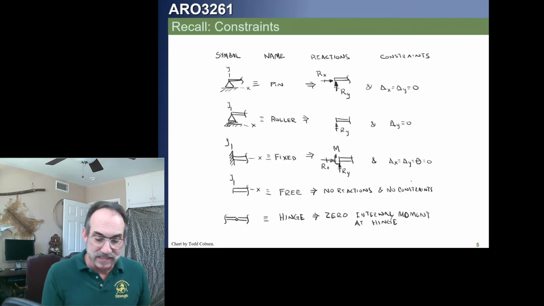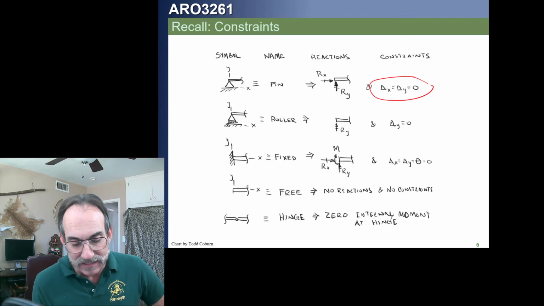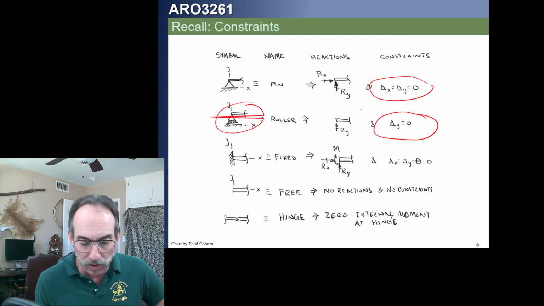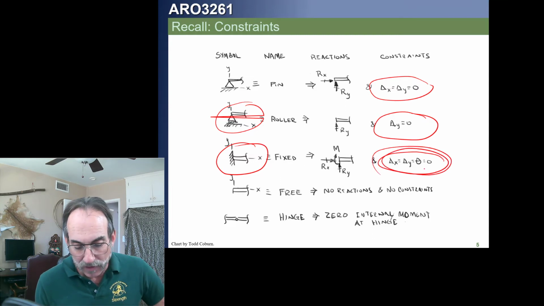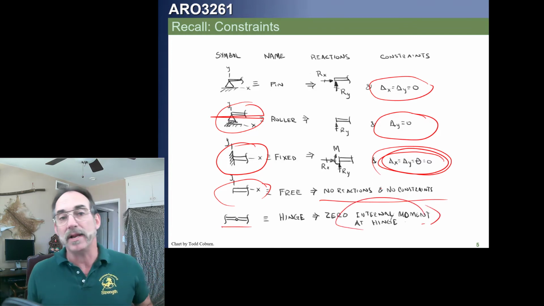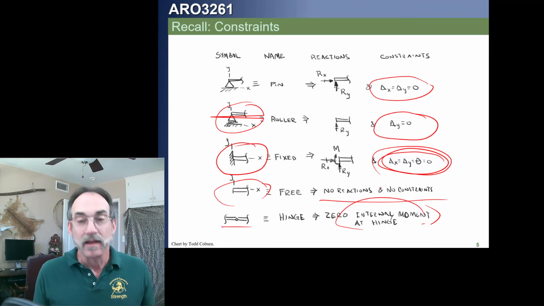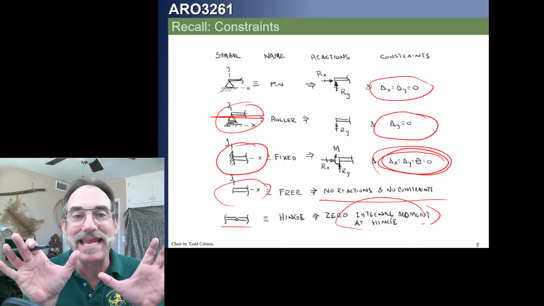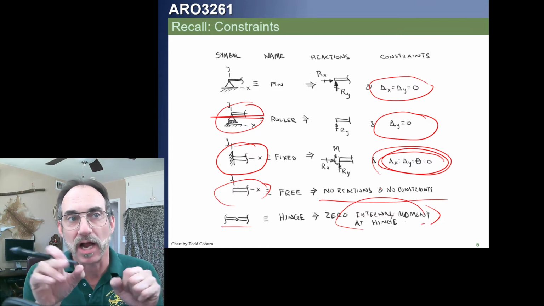With that said, we can recall also our constraints. If we see a pin, that's going to enforce zero displacement. If we see a roller, that's also going to enforce zero displacement. If we have a fixity, that's going to give us both deflection and slope as 0. And if it's free, then it's no constraints. If it's a hinge, that will end up removing a moment at that point. Okay? We should be masters of this. With all this said, if we have a determinate beam, we're going to do it just like an indeterminate beam. We'll talk about that in a minute.